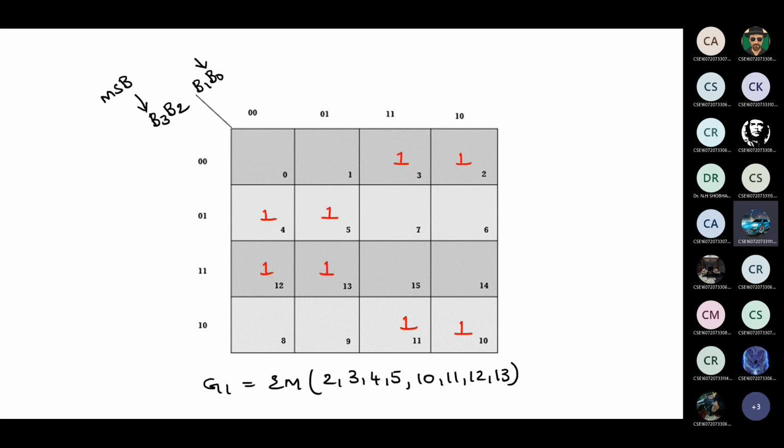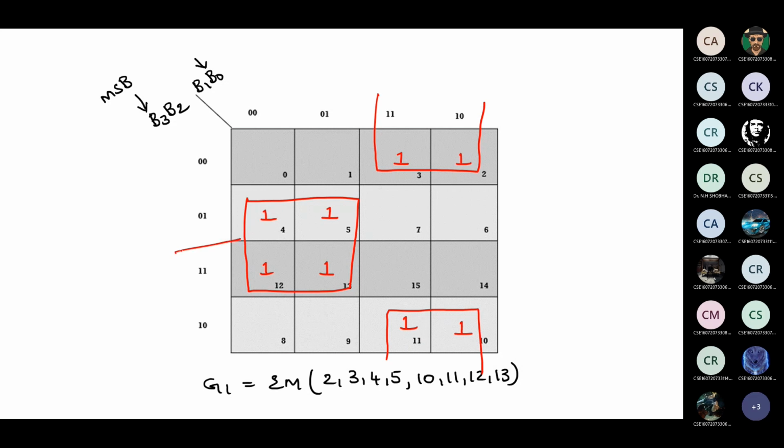Sir, two quads are there. So this is the first quad, and the top two followed by the bottom two is one more quad. Correct, only two quads are possible. Tell me the answer for quad 1.